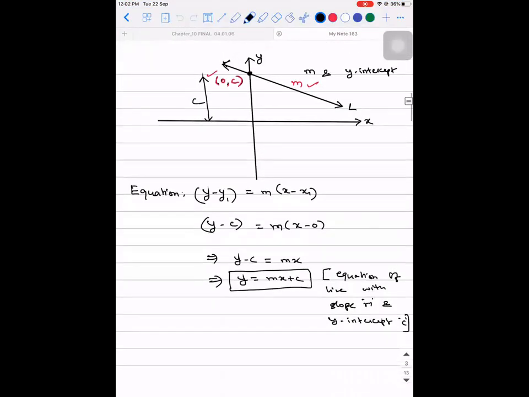Is that clear for everyone? So this is an important equation to be remembered. You will be using this in your physics and chemistry a lot. You will be hearing this many times. Y is equal to mx plus c.